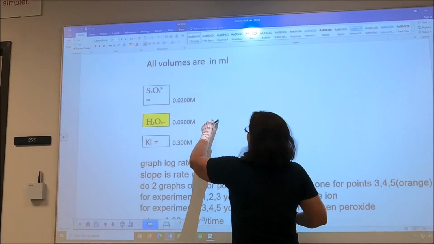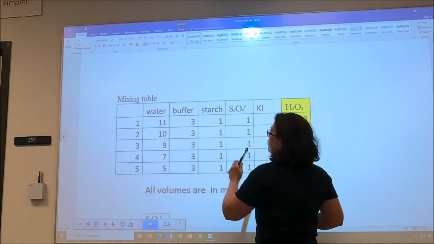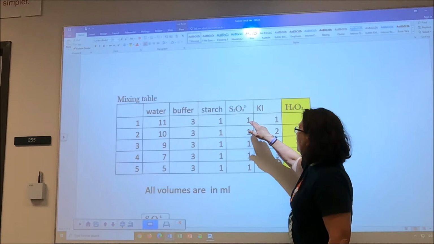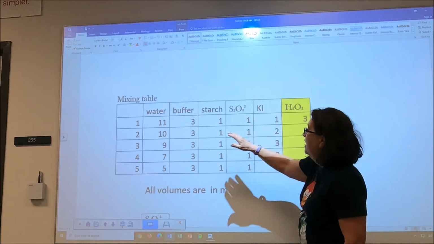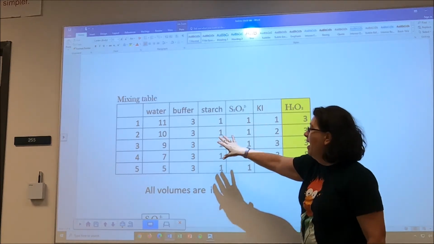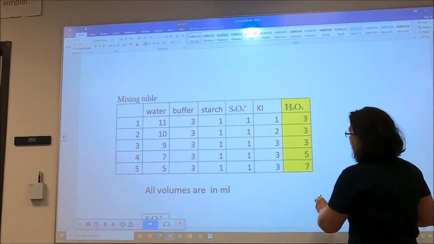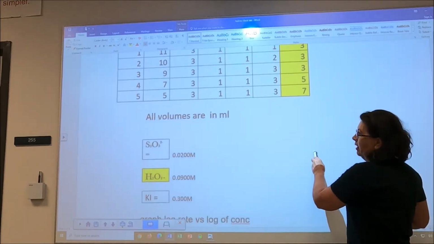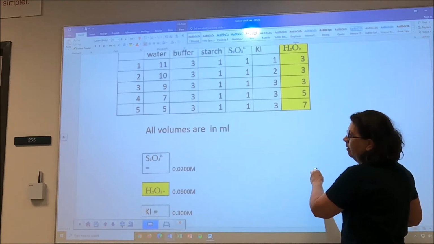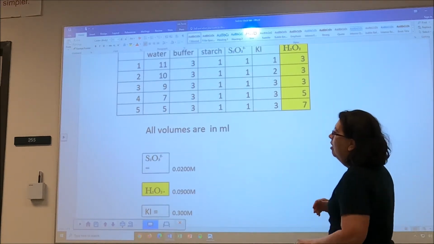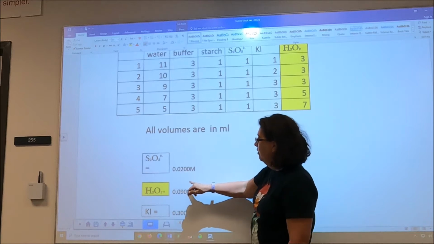Notice that 11 plus 3 is 4, plus 1 is 5, 6, 7, and 3 is 20. So every one of these has a volume of 20 milliliters all total. Okay? Now, all volumes are in milliliters.